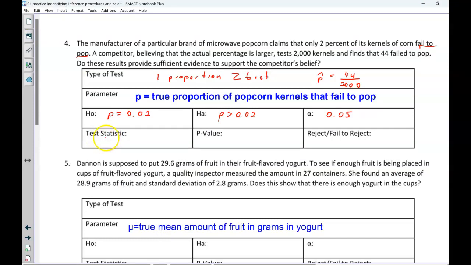So this is Z is equal to, so for a proportion, the test statistic notation is a Z. Our p-value was 0.2615. And since that is greater than the 0.05, I failed to reject.